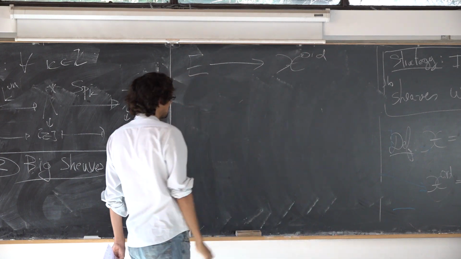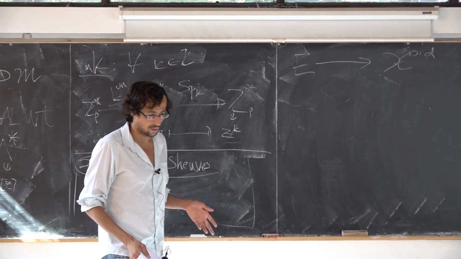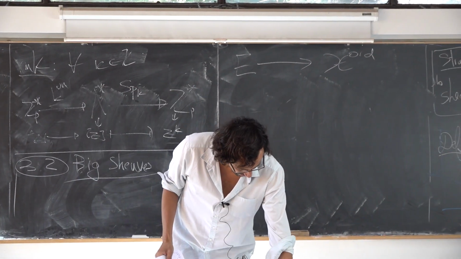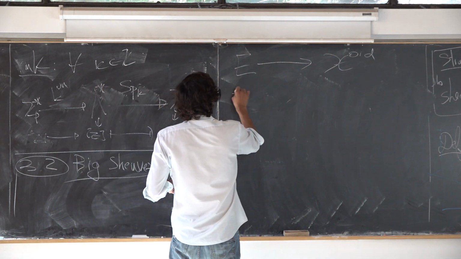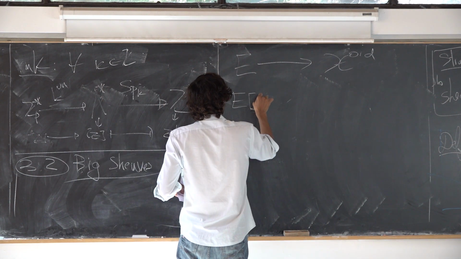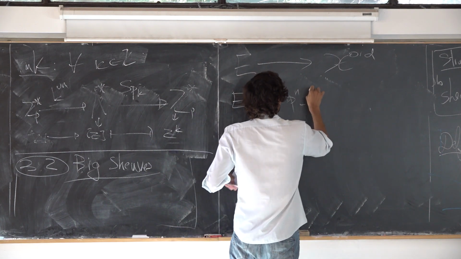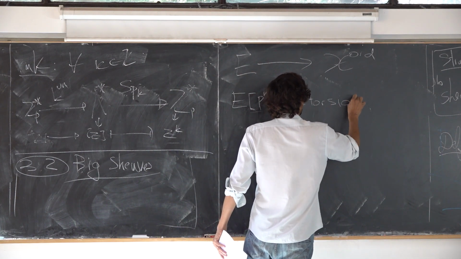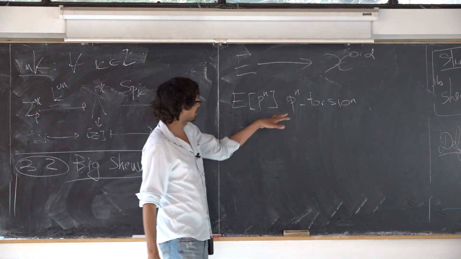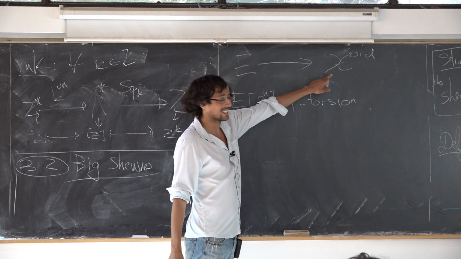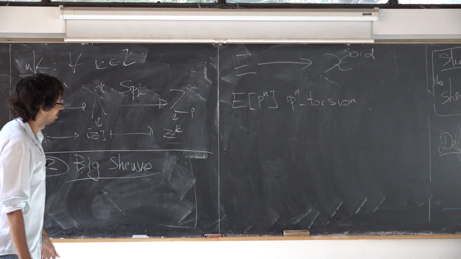We start with the universal object over the ordinary locus. You also have an ordinary object, so you use this. Then what do you do? You look at the p^n torsion of this. This is a finite group scheme over this formal scheme.